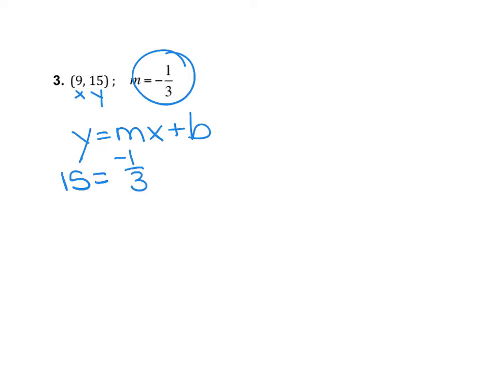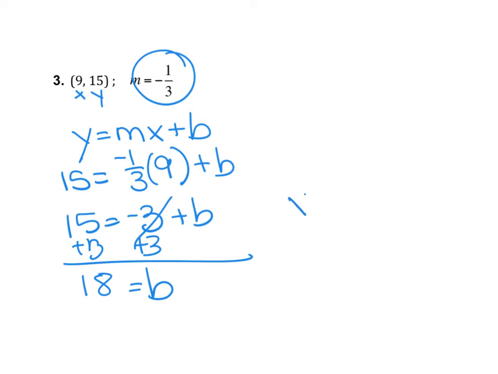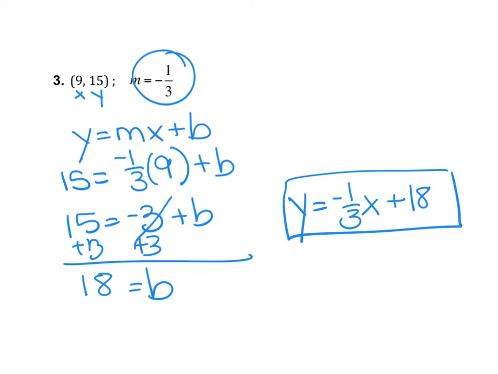15 is equal to -1/3 times 9, plus b. So we have 15 is equal to -3 plus b. We're going to add the 3, and b is going to be equal to 18. So now I have the slope, and now I have the y-intercept. So I'm just going to plug it back in here. y is equal to -1/3 x plus 18. And then you're all done.